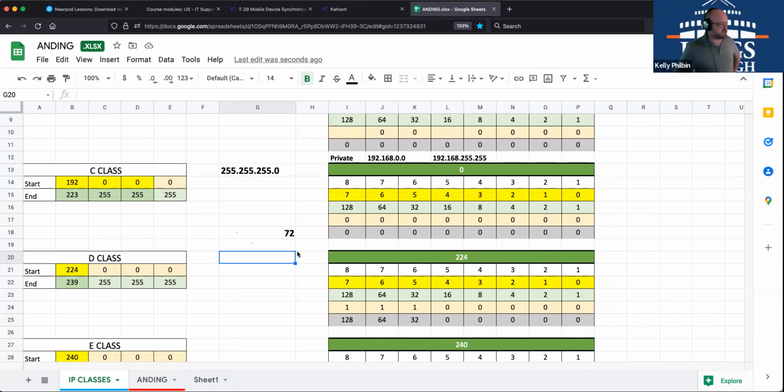So we have the number 72. So I look at 128. Can I subtract 128 from 72 and get a positive number? No, right? So I leave that at 0. I move on to my next number. Can I subtract 64 from 72 and still have a positive number? I can. So I make that a 1. Come over here, subtract 64. What am I left with?